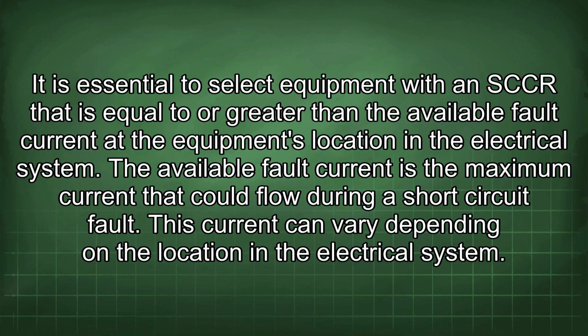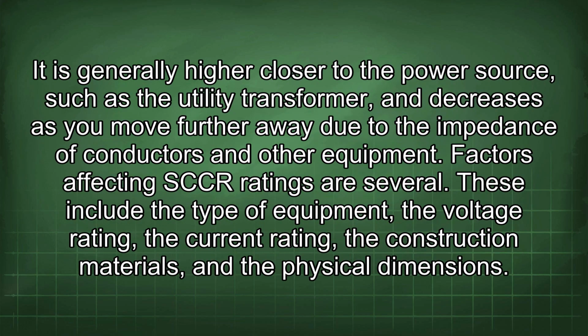The available fault current is the maximum current that could flow during a short-circuit fault. This current can vary depending on the location in the electrical system. It is generally higher closer to the power source, such as the utility transformer, and decreases as you move further away due to the impedance of conductors and other equipment.